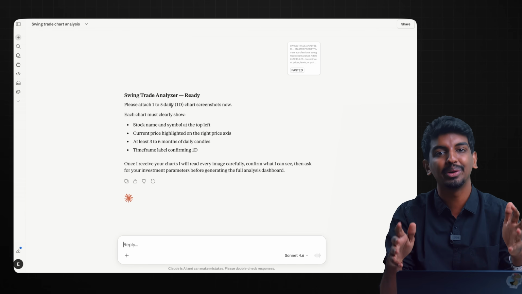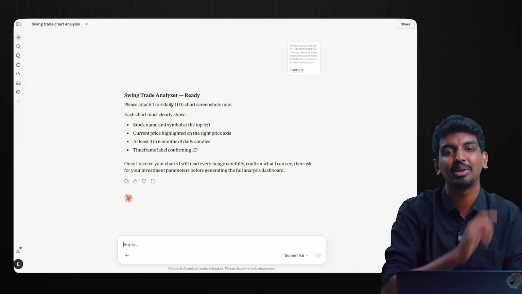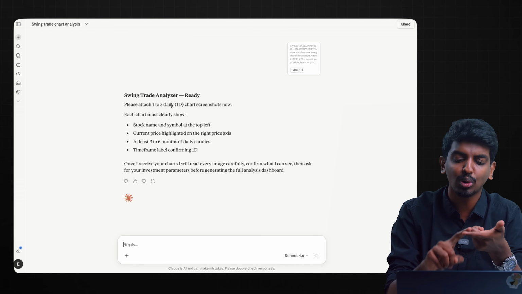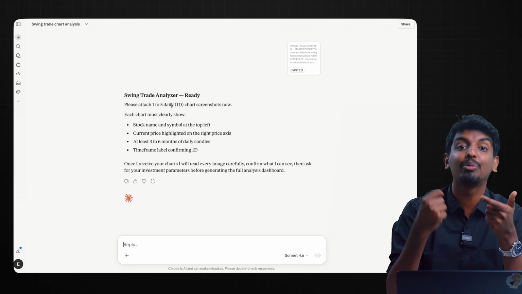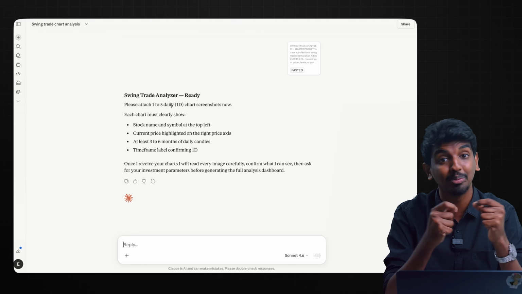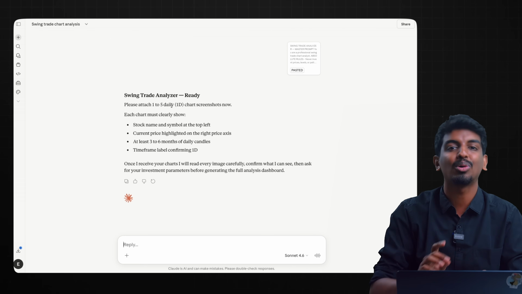I've made a detailed video on this concept. I'll put that in the I button here. The second is finding stocks which are having high momentum and waiting for the next breakout in them. I've made a video on that as well. I'll put that also in the I button.